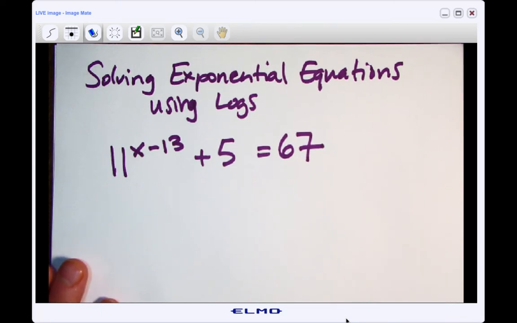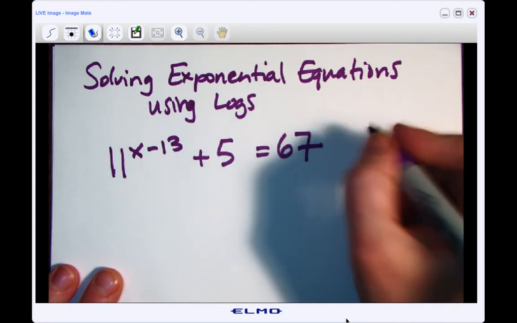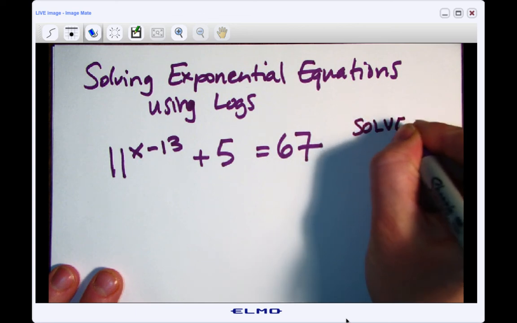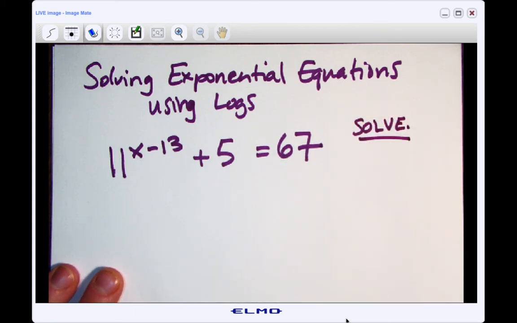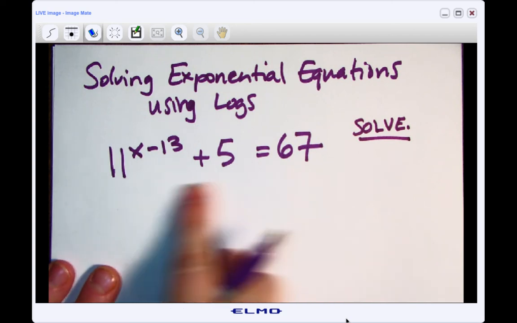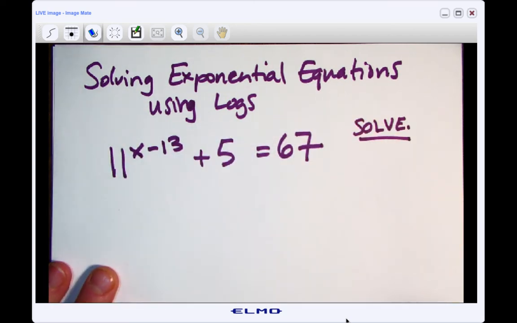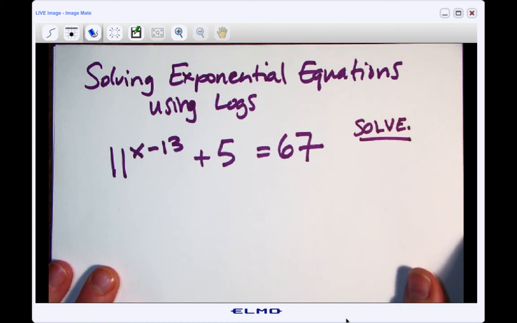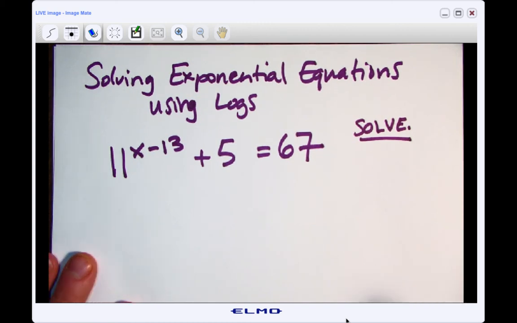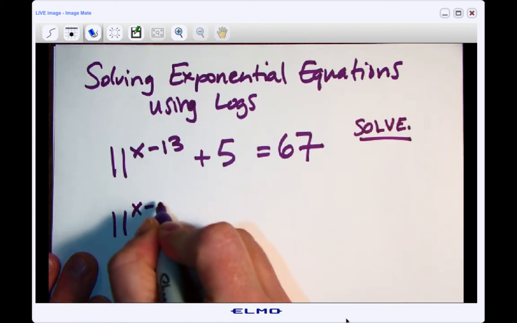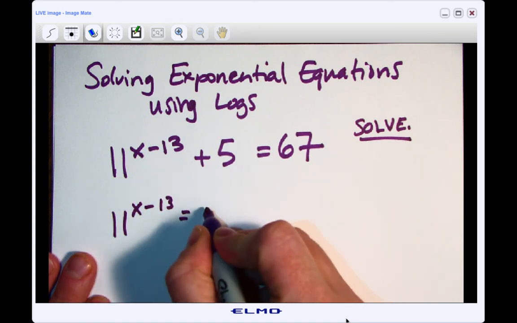So I'm trying to get the x by itself because that's what it would be to solve, right? I'm trying to find the value of x that makes this statement true. And in order to do that, I like to have the x on one side and everything else on the other side so that we know the value of x that makes it true. So the first thing I would do here is actually subtract 5 from both sides.